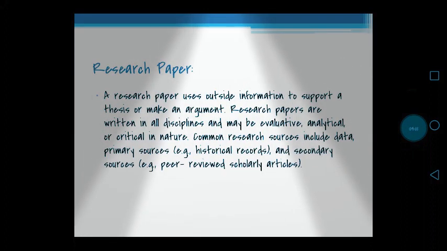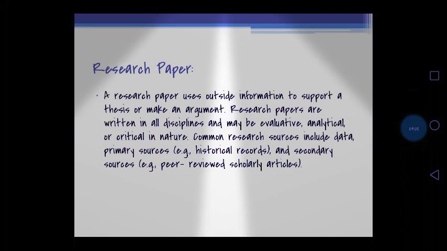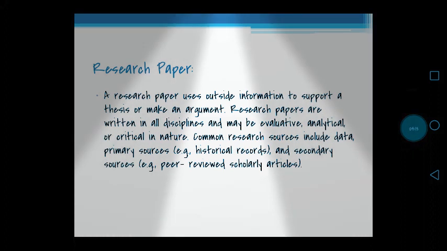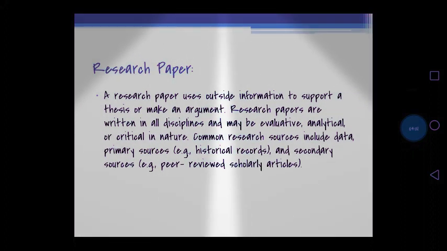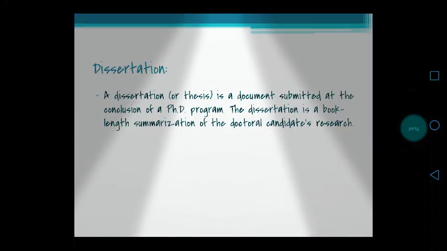Next is, what is a research paper? A research paper uses outside information to support a thesis or make an argument. Research papers are written in all disciplines and may be evaluative, analytical, or critical in nature. Common research sources include data, primary sources, for example historical records, and secondary sources, such as peer-reviewed scholarly articles.